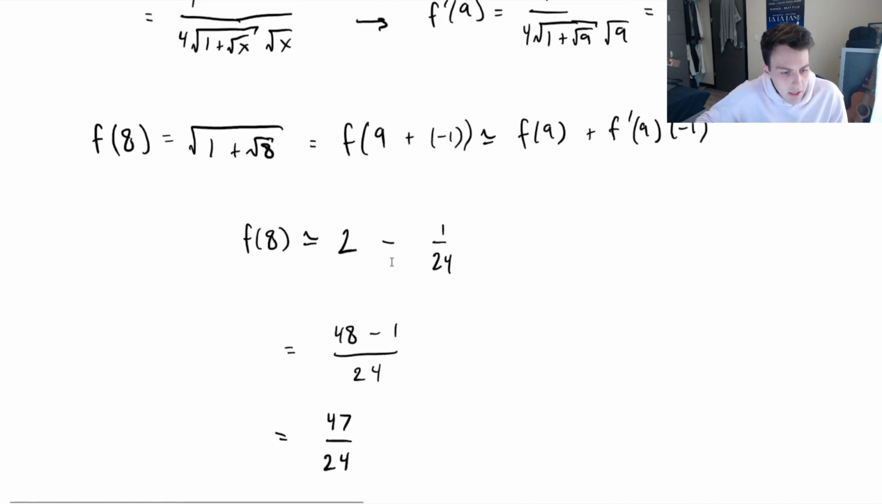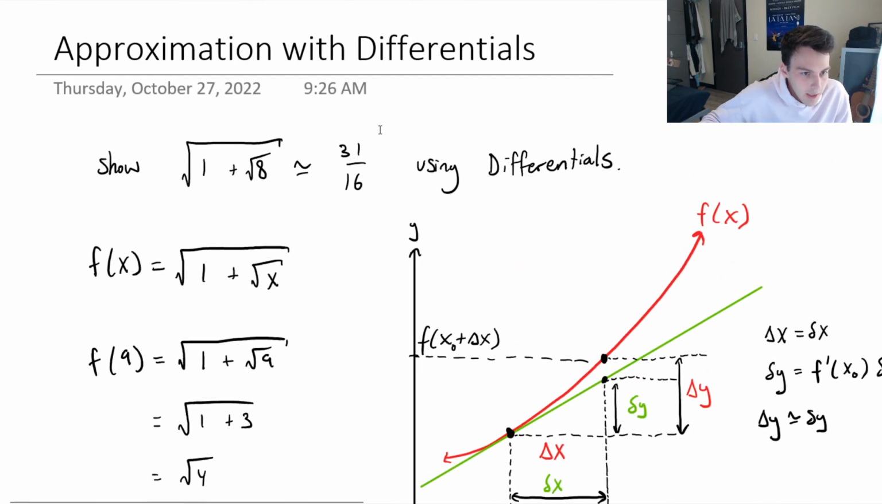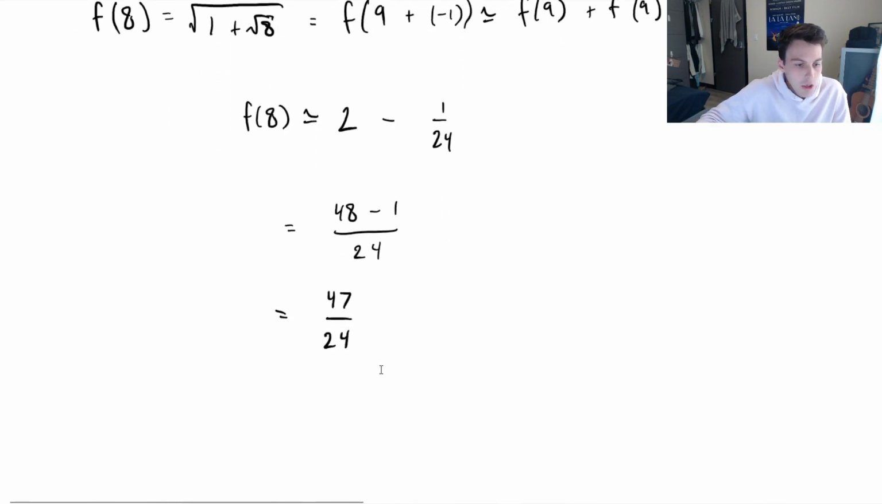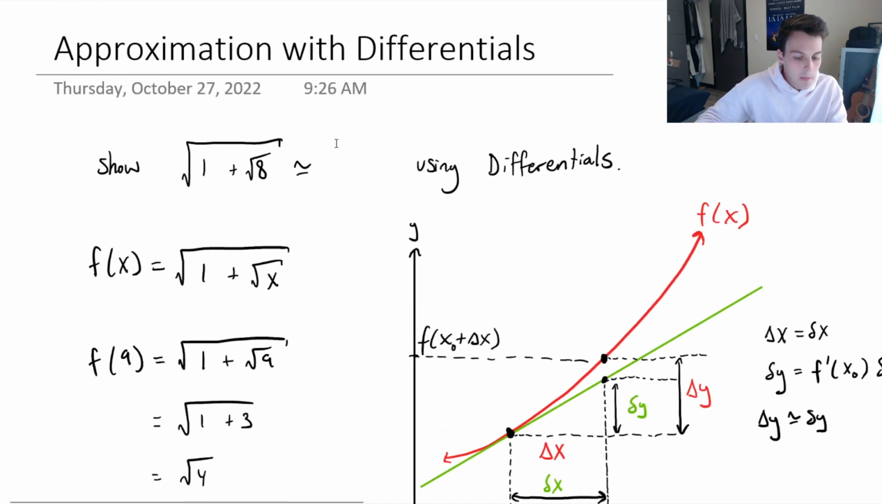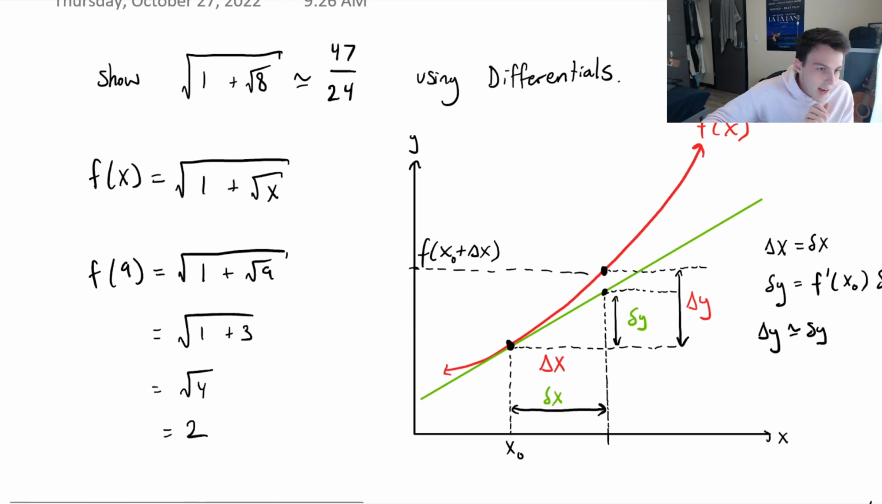And I actually just realized there's an error in this question. This should not be 31 over 16. This should indeed be 47 over 24. So let's change that. Great. But the process of the question is exactly the same.